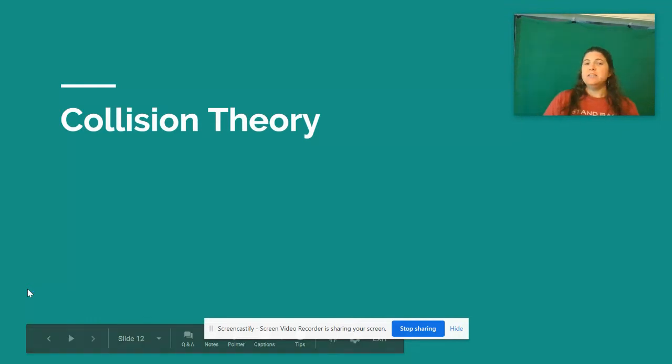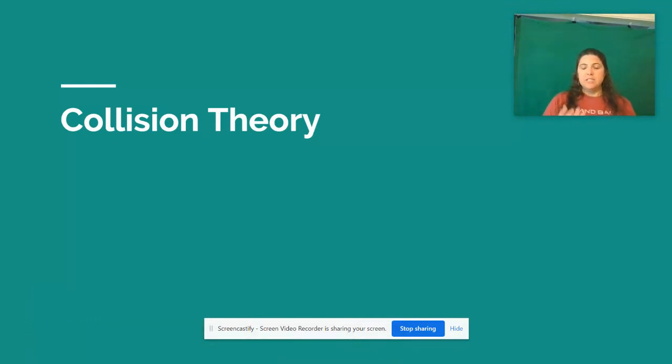Okay, so why do these things happen? We've looked at heating the solution, we've looked at stirring the solution, and we've looked at the concentration of the solution. And now we're going to look at why all of those things happen. We're going to use something called collision theory to help us figure this out.